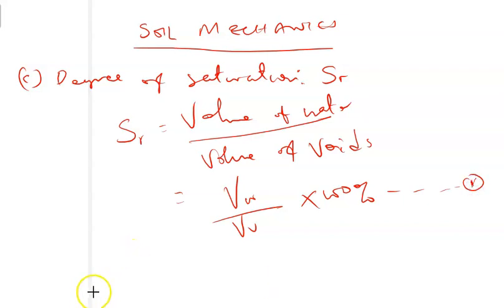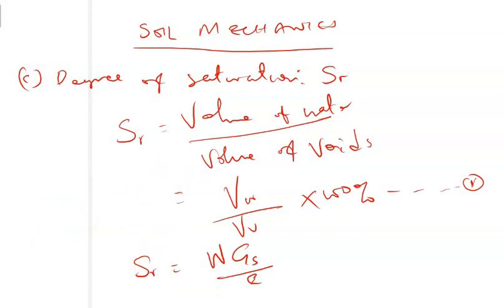So we can also say that degree of saturation is equal to WGS over E. It is given by WGS, which is the weight of the soil multiplied by specific gravity, over our void ratio.